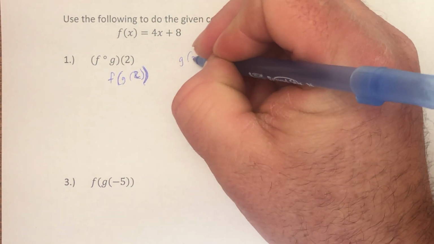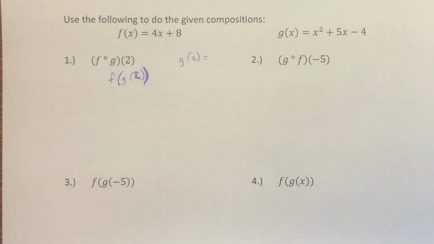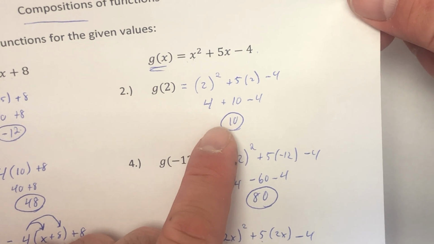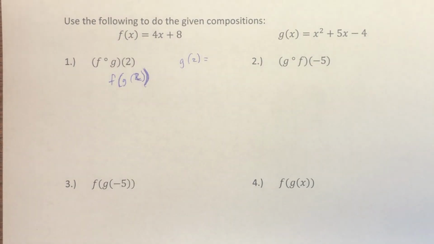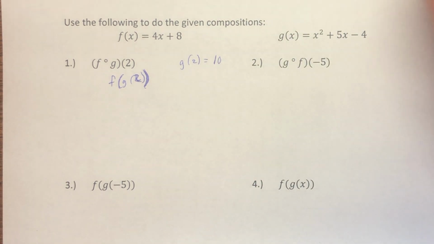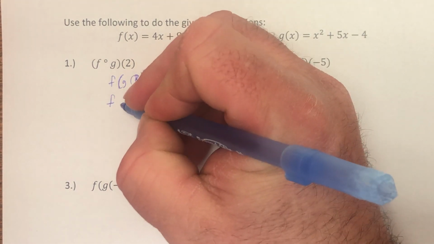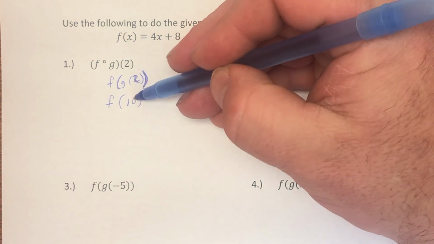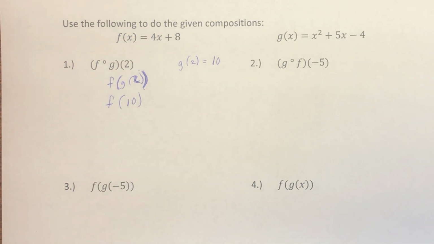So I want to know, what is g of 2? Now I purposely picked this one because we did it already, okay? In this case, g of 2 had a value of 10. So I don't need to reevaluate that. So I know g of 2 has a value of 10. So now I go to f's function and I just plug in 10, because I know g of 2 equals 10. Replace it with 10.